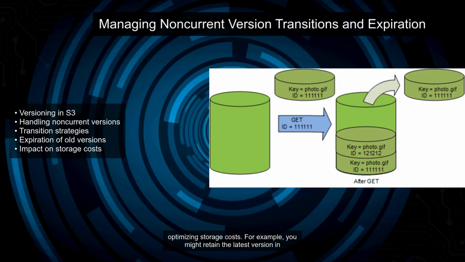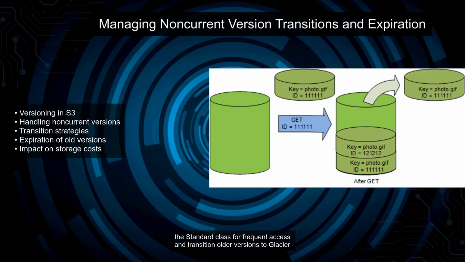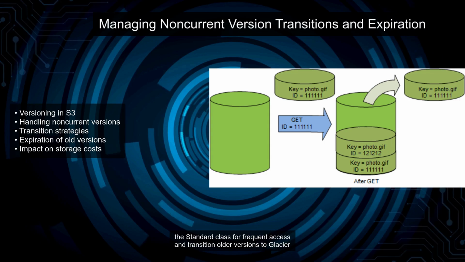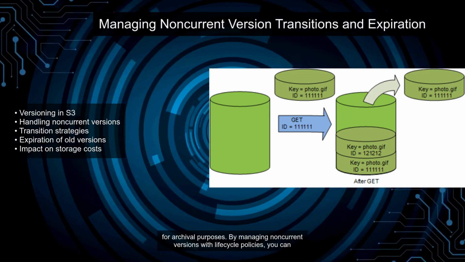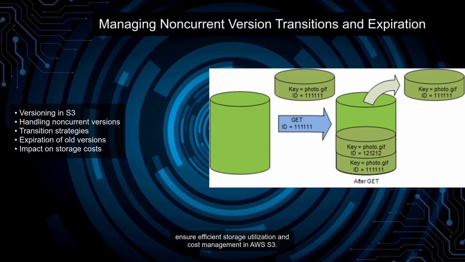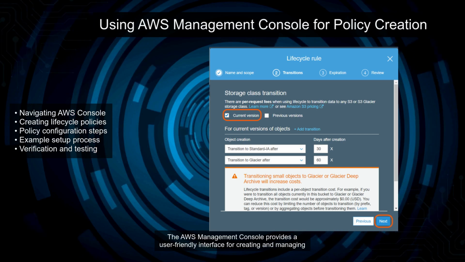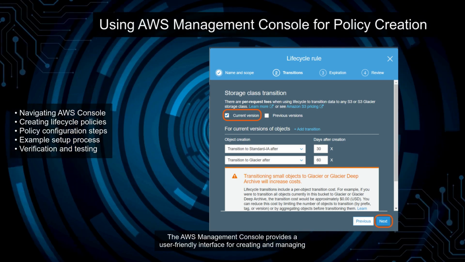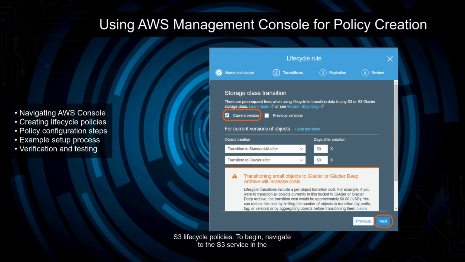For example, you might retain the latest version in the Standard class for frequent access and transition older versions to Glacier for archival purposes. By managing non-current versions with lifecycle policies, you can ensure efficient storage utilization and cost management in AWS S3. The AWS Management Console provides a user-friendly interface for creating and managing S3 lifecycle policies.